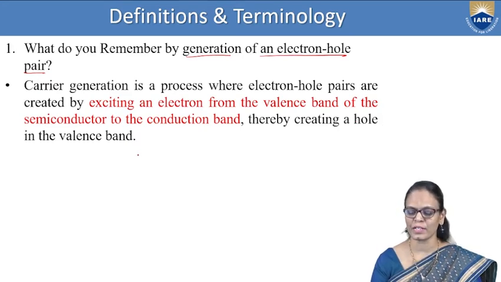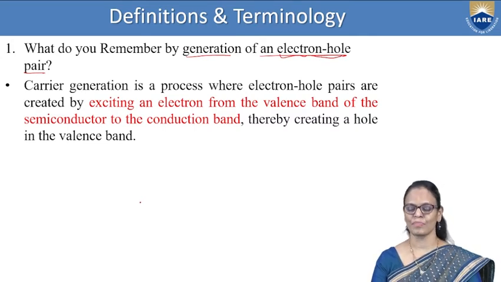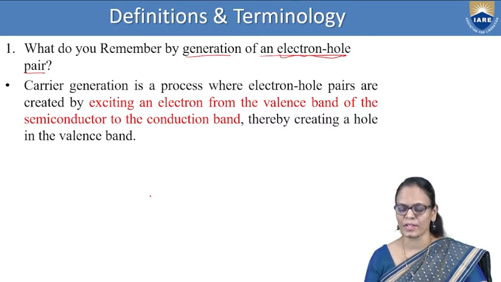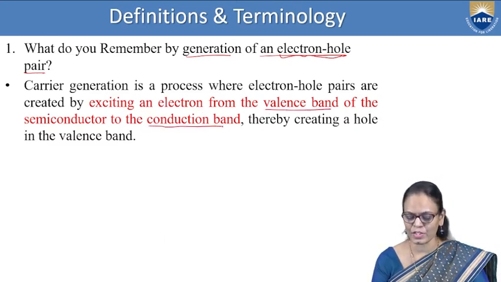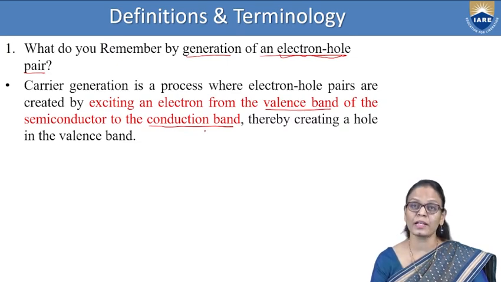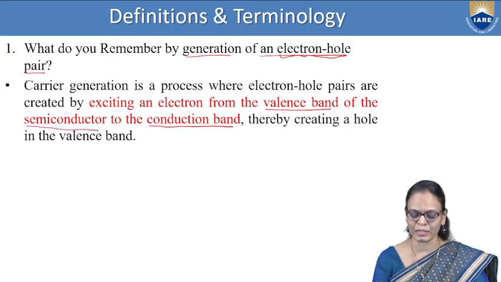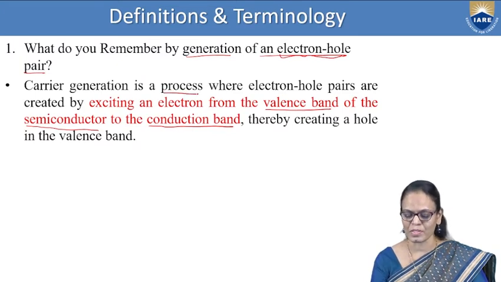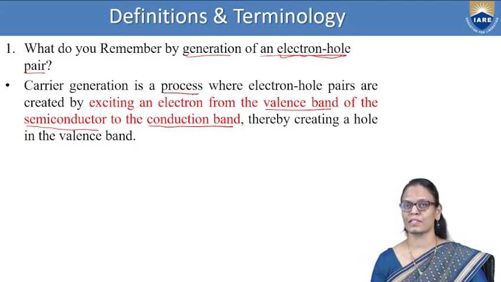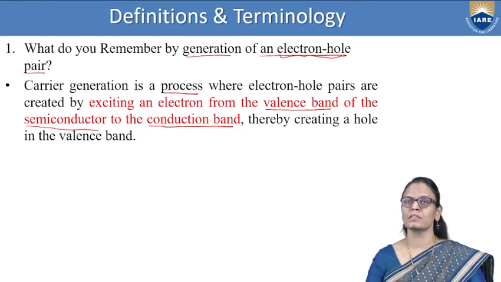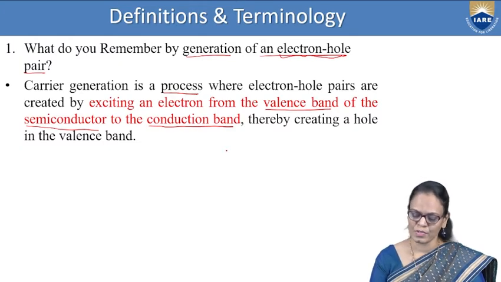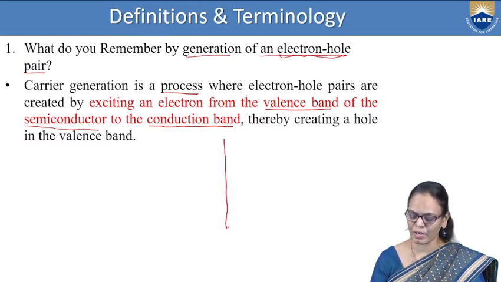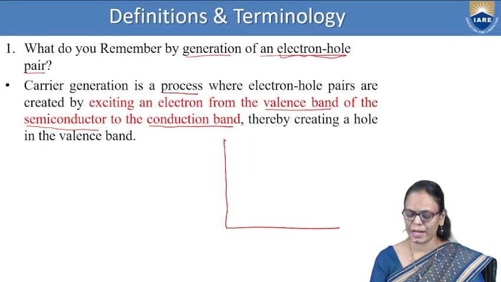So what we are trying to understand is how these electron-hole pairs are generated. For that, first we will try to understand what a valence band is, then what is a conduction band, and how is the energy gap in a semiconductor, and then we will see the process. So these are the key terms here. So let us see the energy band diagram for a semiconductor.